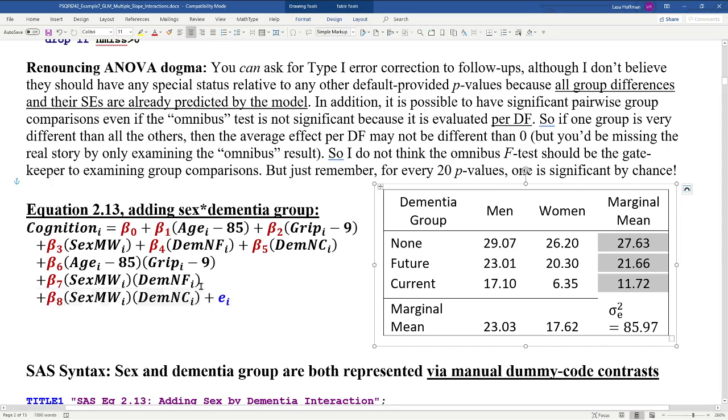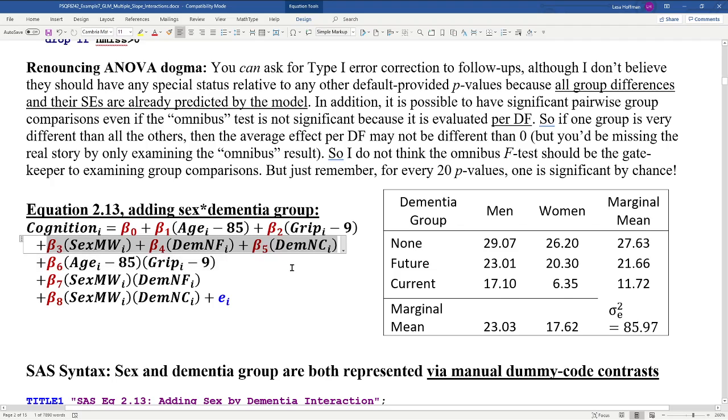So the previous example that we went through was looking at how you tell SAS or Stata how to get all of the information that you would need to describe the patterns of this interaction when you have done all of the coding yourself to distinguish one group from another. So we had a gender variable that is a 0, 1 that we're treating as a quantitative predictor, and we created codes for dementia group that were 0 and 1 values to distinguish the future group from the none group and the current group from the none group, and then we put in the interaction terms.